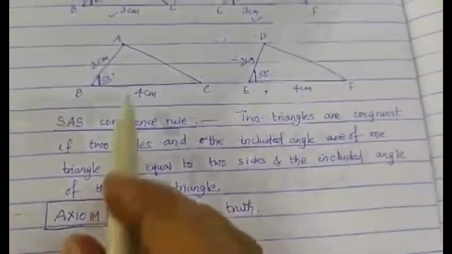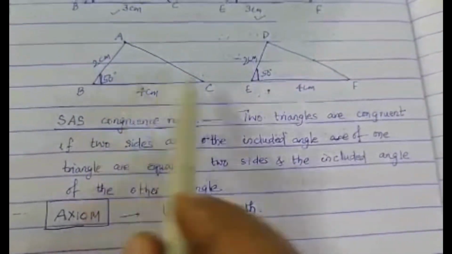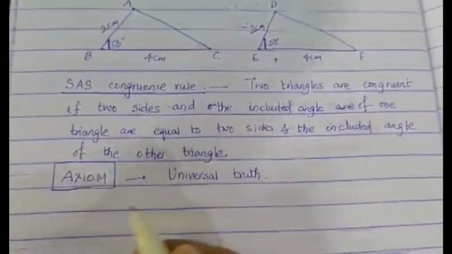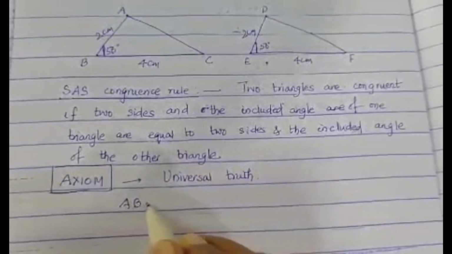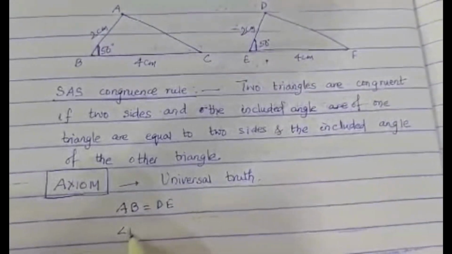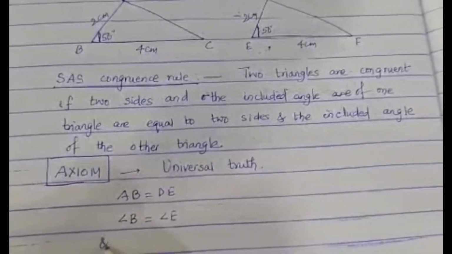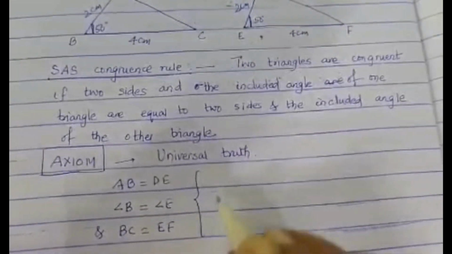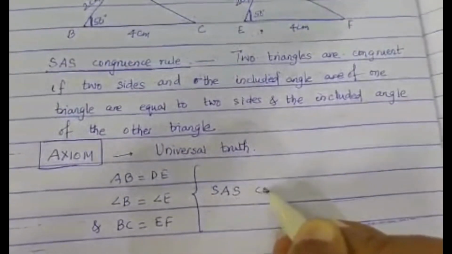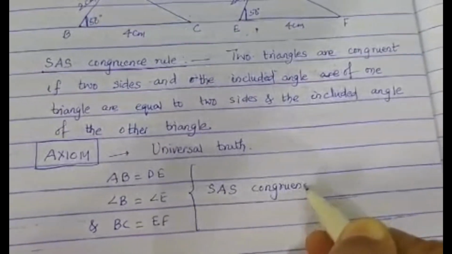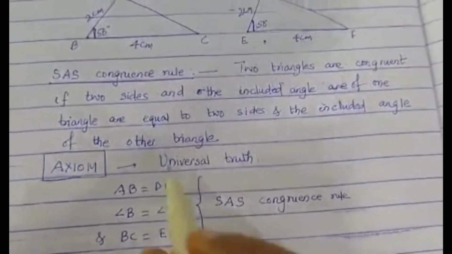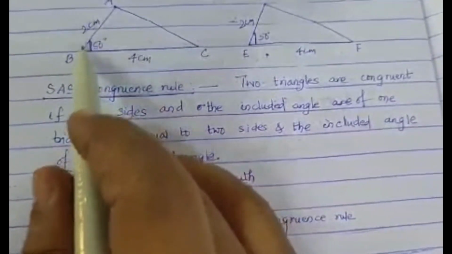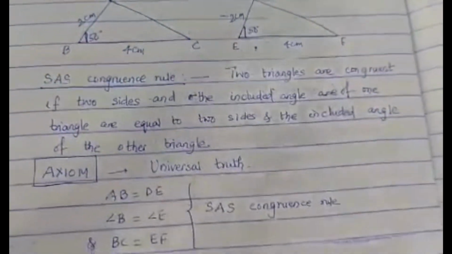Okay, so here angle B equal to angle E equal to 50 degree, AB equal to DE, and BC equal to EF. So what we get? AB equal to DE, angle B equal to angle E, and BC equal to EF. That is why it is SAS congruence rule. The angle is included, means between these two sides, the angle, two arms are these between the angle. Okay, now let's move on.